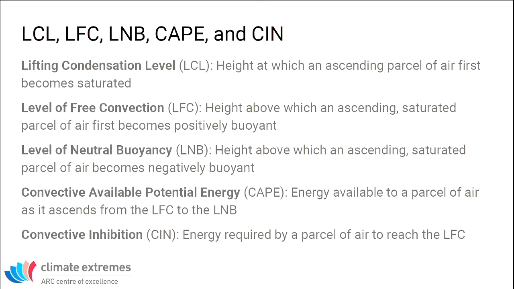And then we've got the convective available potential energy, CAPE. This is the energy available to the parcel as it ascends from the LFC to the LNB, and I'll illustrate these concepts in a minute. But essentially, the bigger the CAPE, the more intense your thunderstorms.